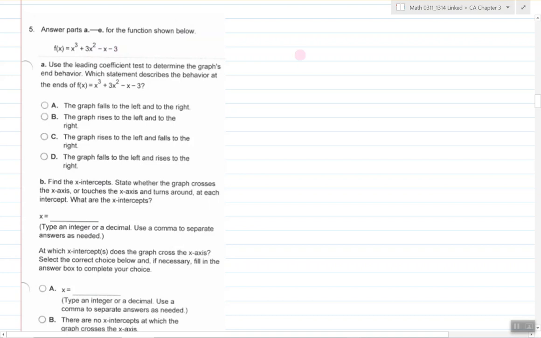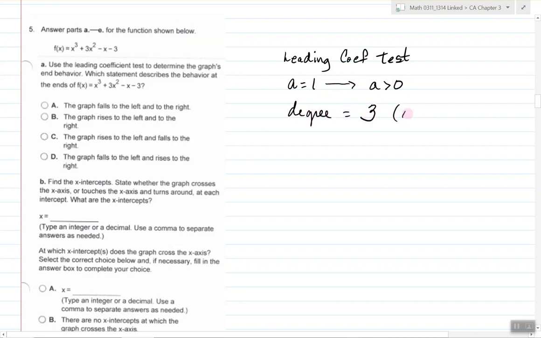So let's just identify a couple of things. First, the leading coefficient test. It has to do with the leading coefficient, which would be the coefficient of the highest powered term. In this case, a is 1, which means it's positive. A is greater than 0. The degree is 3. Now that is an odd number. When the degree is odd, it goes down on the left and up on the right.